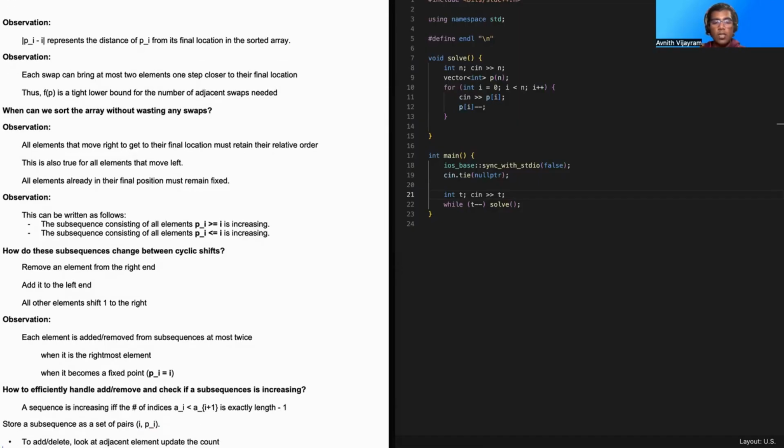And then to check whether or not it's increasing, we'll just check if the count is equal to the total size of the subsequence minus one. So if all pairs of these adjacent elements are increasing. So this gives us our solution, which we can implement in C++.